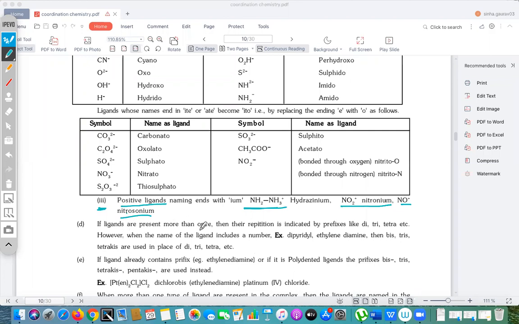Now, if ligands are present more than once, then repetition is indicated by the prefixes di, tri, tetra, etc. However, when the name of the ligand already includes a number prefix, like dipyridyl or ethylenediamine, or if it is a polydentate ligand, then bis, tris, tetrakis are used in place of di, tri, tetra. I'll discuss this example in just a second. With an example you will understand; here you'll get confused.